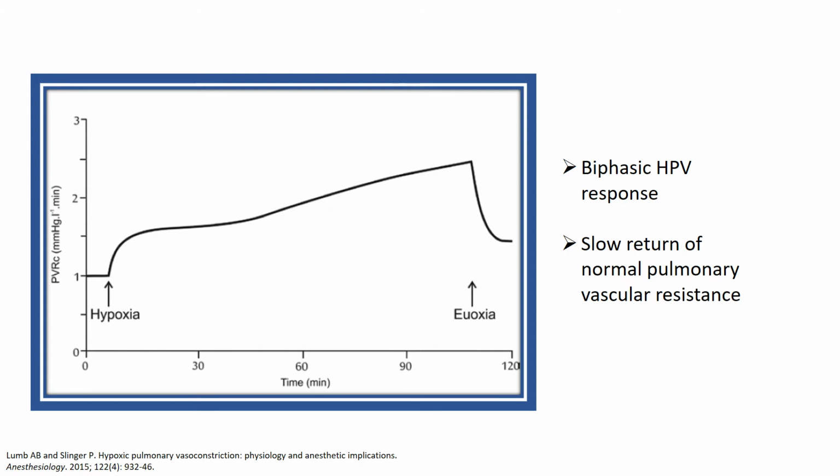The HPV response is further enhanced if there's some period of pre-existing hypoxia. As you can see towards the right side of this diagram, it takes time for the pulmonary vascular resistance to return to baseline after normal alveolar PO2 has been reached again.